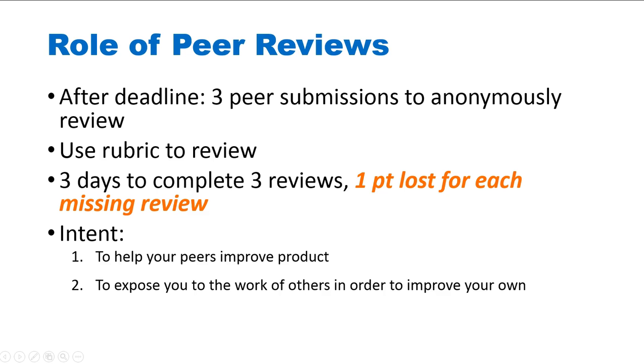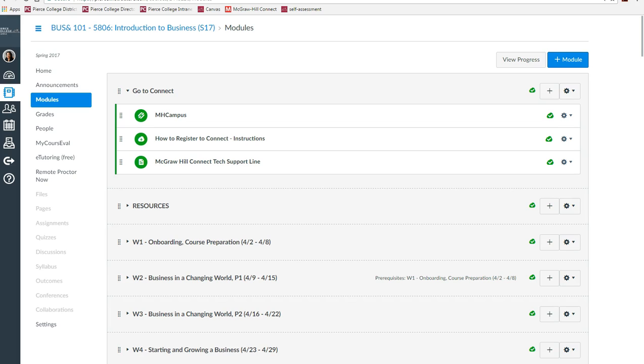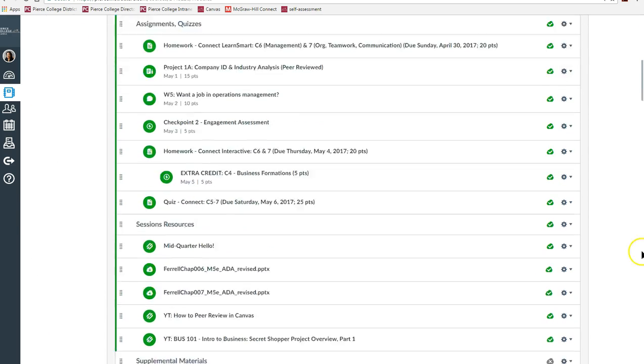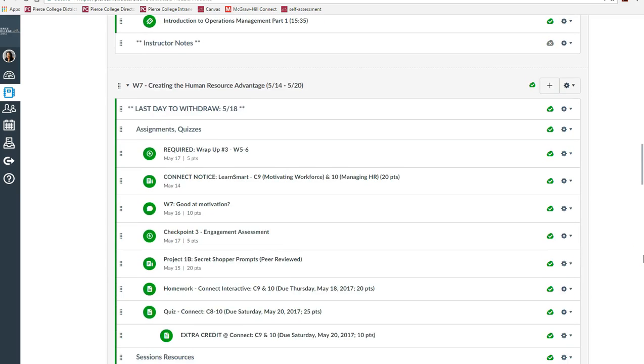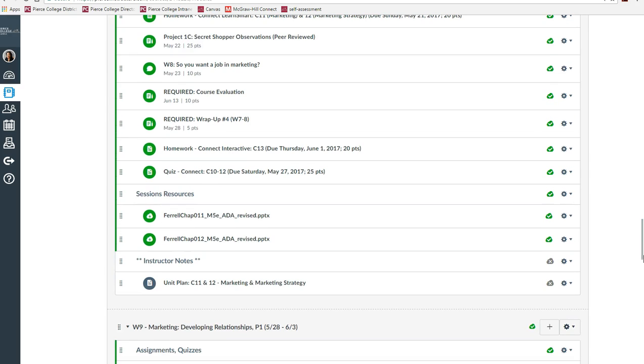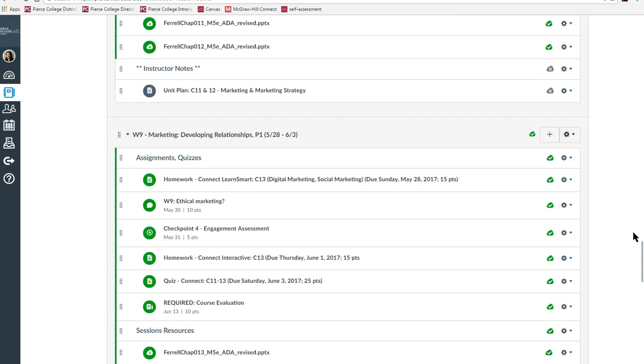Now we are going to go into modules so you can see where these particular project assignments are. I am now in instructional view, and again, these menu items are not available to you. It just makes it easier for me to navigate if I'm using my particular navigation capacity.